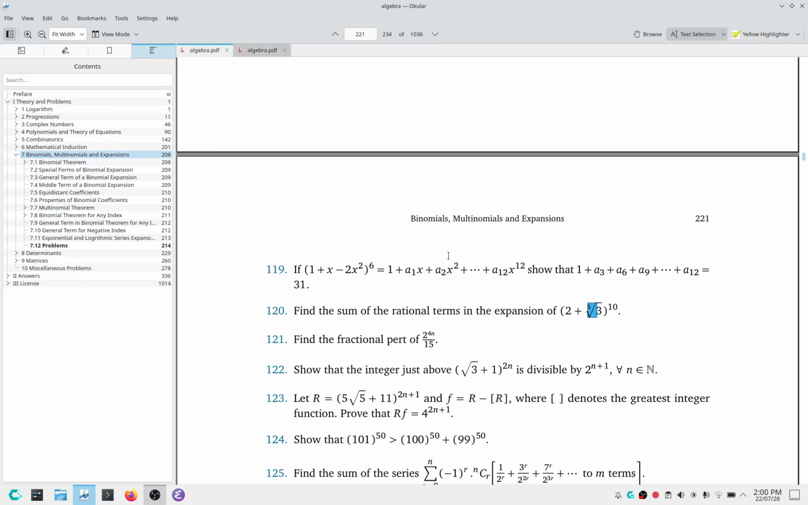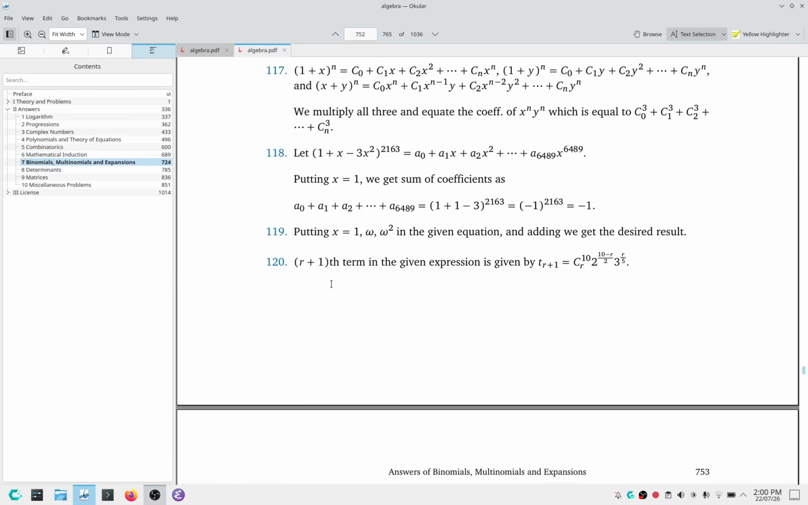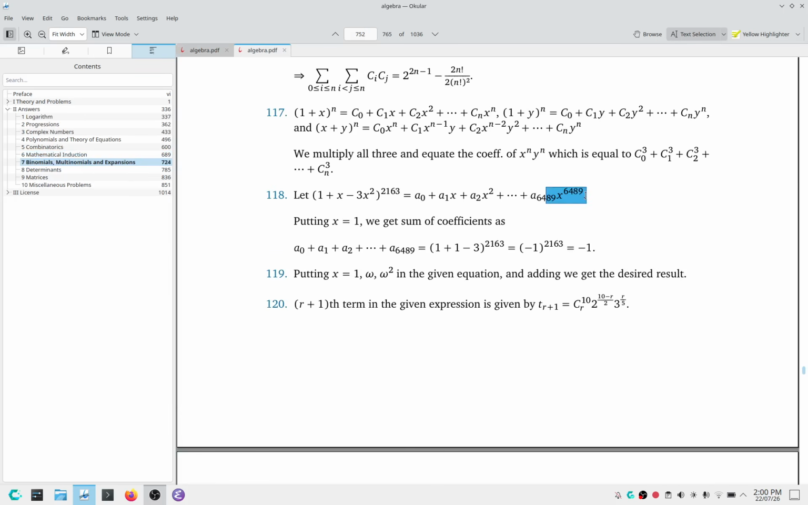So there are certain computation mistakes. This, I don't think it is correct. Okay, you let me know. The second calculation mistake is in this one, because this won't be x to the power 6489. This should be more like, I don't know, maybe correct. Looks wrong to me, but let me see.